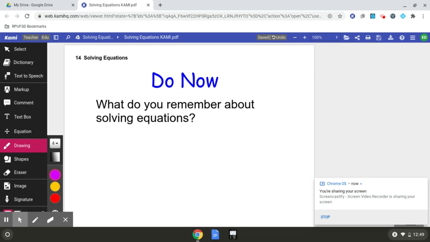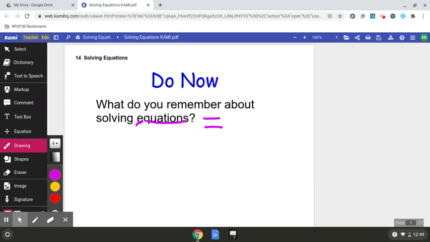Okay, so this lesson is solving equations. It's a review topic from last year. So if you look at the do now, it just says to jot down anything that you remember about solving equations from last year. So some of the key things I remember is that an equation has an equal sign. That's one of the key things of an equation in itself, right? So when you see an equal sign, you can actually solve, which is what we're going to do today.